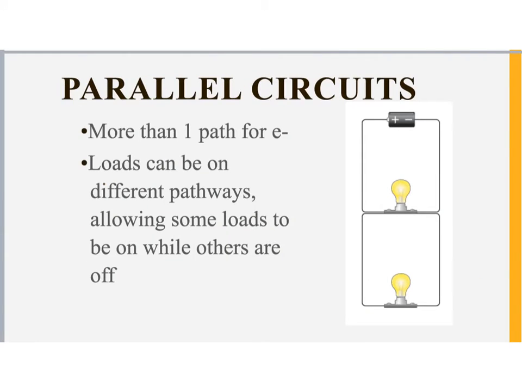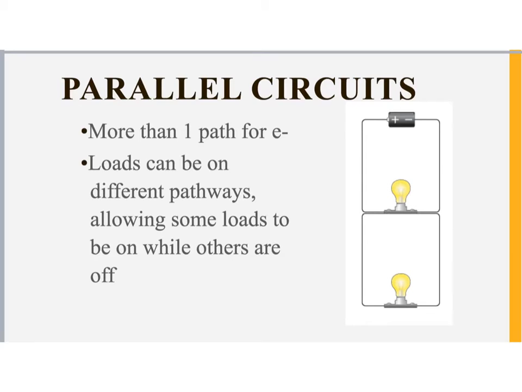So here we have a parallel circuit. You'll notice right away from the diagram that there are some differences between this and the series circuit. So in a parallel circuit, there is more than one path for the electrons to follow. We can notice that we have our first path here for our first light bulb, and then we have our second path down here for our second light bulb.